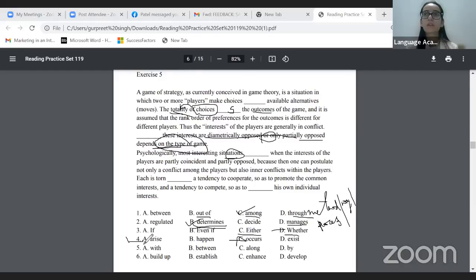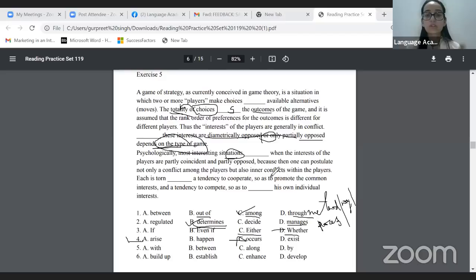Situations don't happen. Happen is more for things like accidents happen. We use happen and occur in the case of natural disasters as well. Tsunamis, earthquakes, they occur. Natural disasters generally go with occurring, and the same way we use the word happen as well. But situations arise.